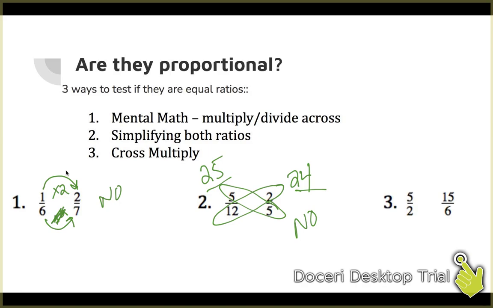I look at number 3. My first thought is to use mental math because I know 5 can go to 15 by dividing by 3. I'm sorry, I'm thinking opposite. Multiply by 3. I can multiply by 3. 2 can get to 6 by multiplying by 3. So therefore, these are proportional. So that's a little bit of review.